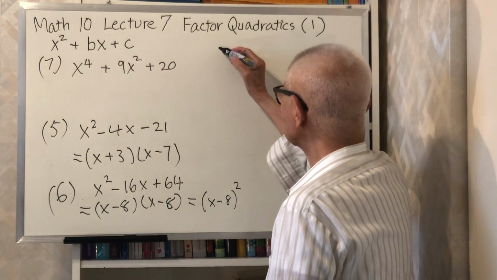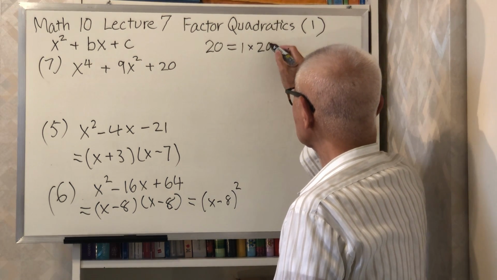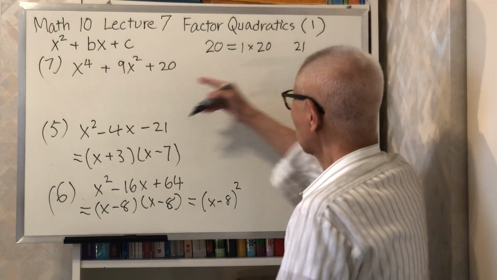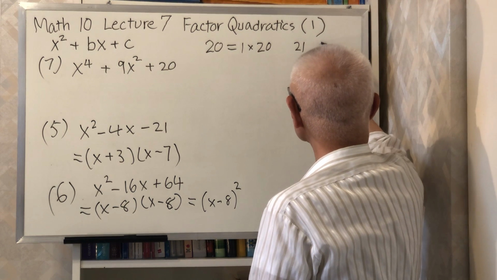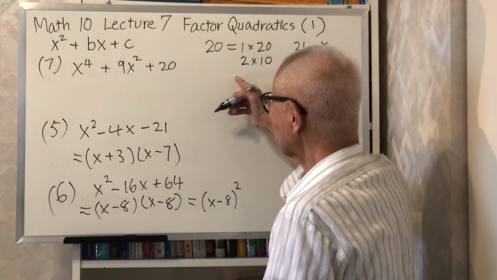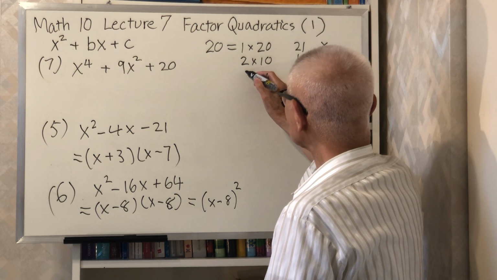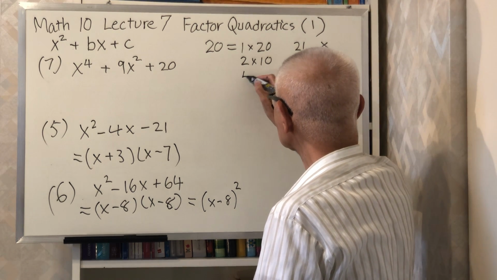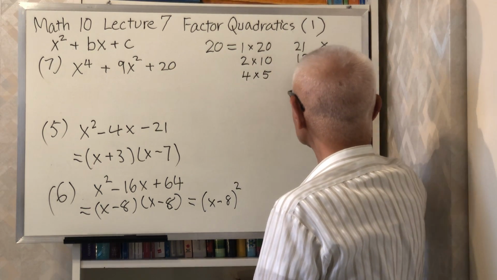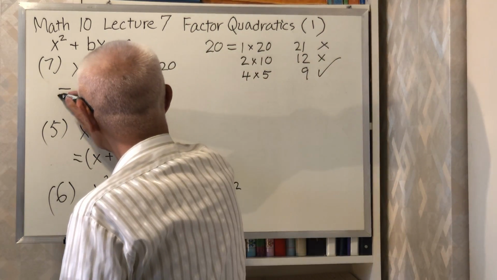I have this number 20. So 20 is 1 times 20. I want to add, 1 plus 20 is 21. I don't have 21, so that's not right. So it can be 2 times 10. If I add, I get 12. No. 3 doesn't work. 4 times 5 is 20. And I add, it's 9. So that's it.